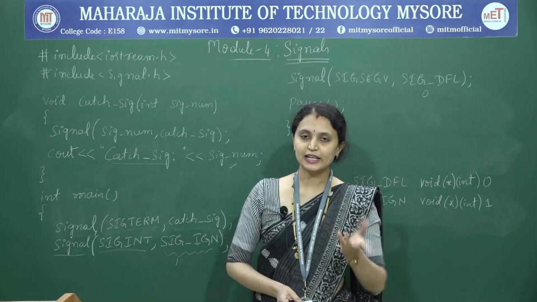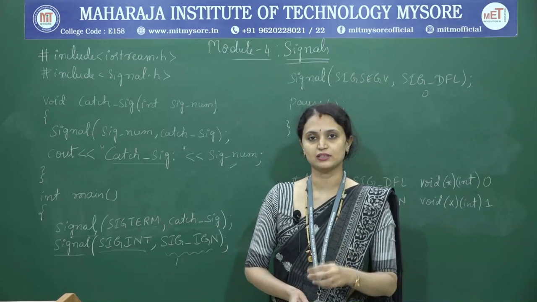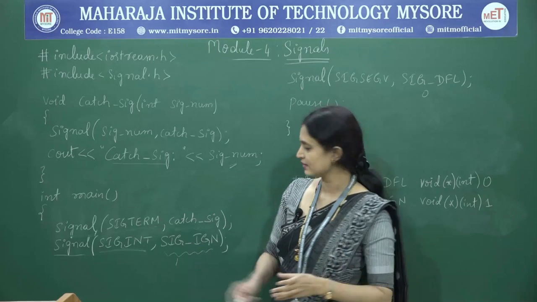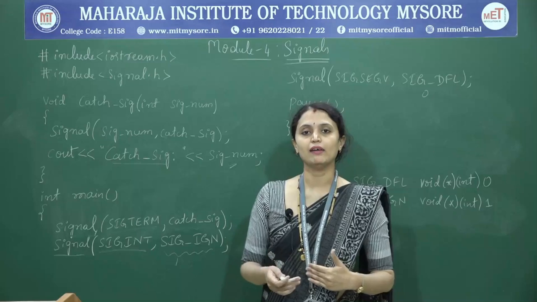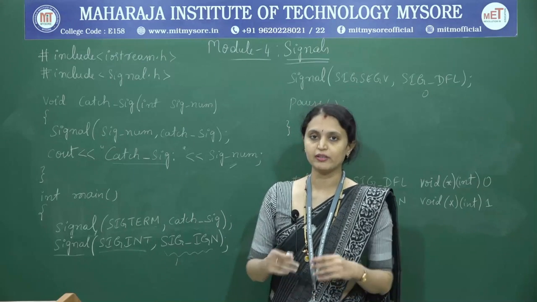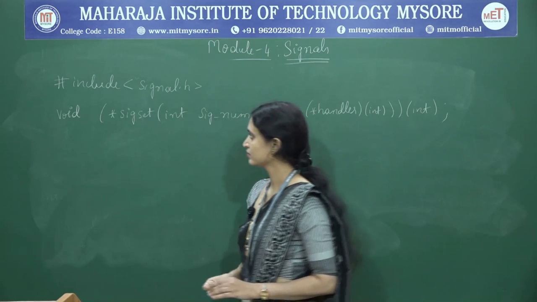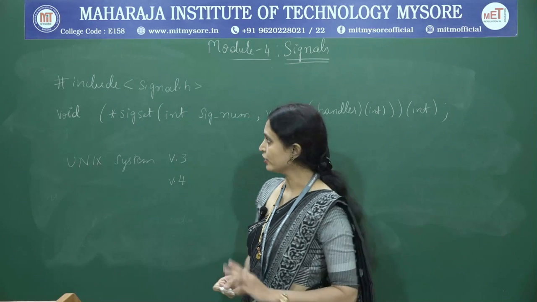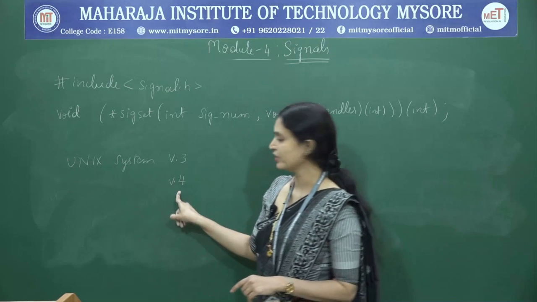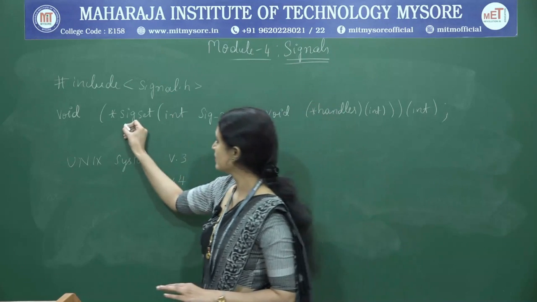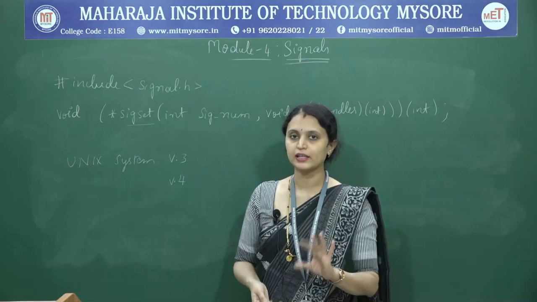Okay. So next, this signal API is defined under the Unix system, particularly Unix system version 3 and version 4 do not support this signal API. So instead of the signal API, we have an alternative API that is supported for Unix system version 3 and version 4, and that is nothing but the sigset API. So this is an alternative API of the signal API.